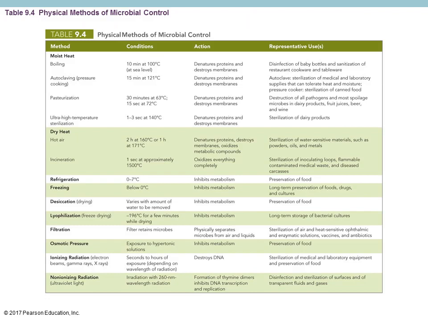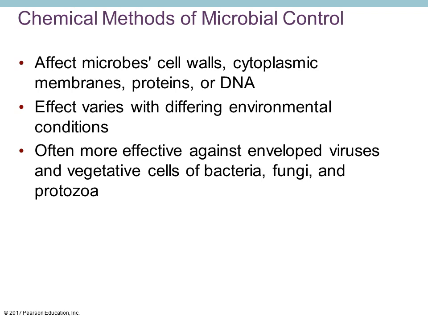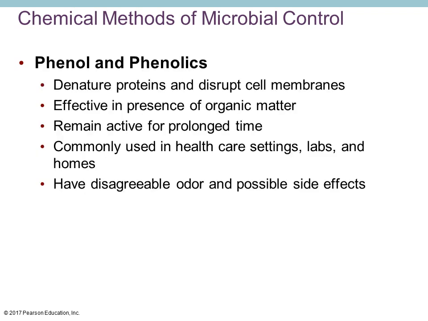This is just a chart that is summarizing these are all physical methods for trying to control microbial growth. Chemical methods are going to affect the cell walls, the membrane, the proteins, or DNA. Depending on environmental conditions, the effect will vary. Some of these are more effective against enveloped viruses and vegetative cells. You once again start throwing in endospores, and that's going to be a little bit tougher.